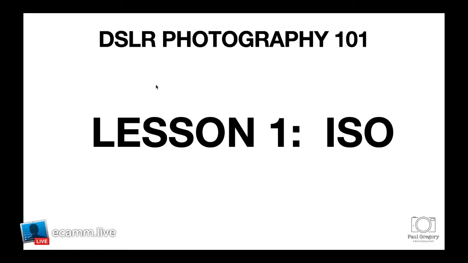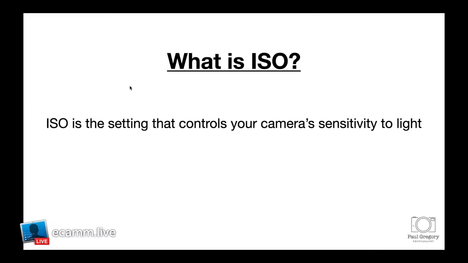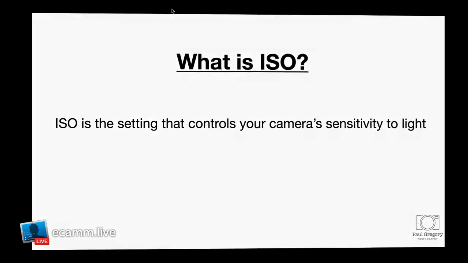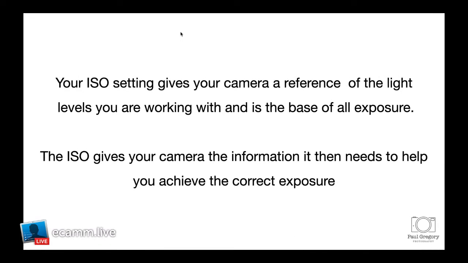So ISO. What is ISO? ISO basically it's a setting that controls your camera's sensitivity to light. So it's kind of the building blocks of every exposure. It tells your camera how much light is there, so the camera has more of an idea when it's doing settings as to how much light is available, so therefore will this be overexposed, will that be overexposed if you choose this setting, that setting.